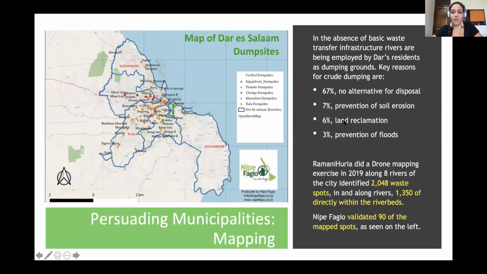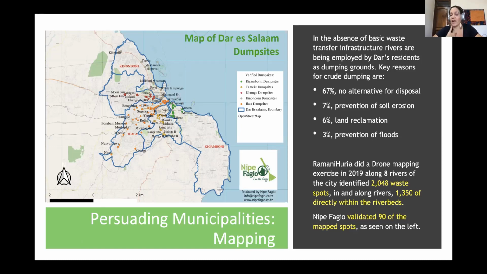So a couple of examples about that. One of the things that we do in terms of data is actually mapping. We need to show what the waste situation is in the country, so we do a lot of mapping to be able to do that. This is one example that you can see here: we have drones mapping several rivers here in Tanzania in partnership with Ramani Huria, which is another organization that can do the drone mapping.